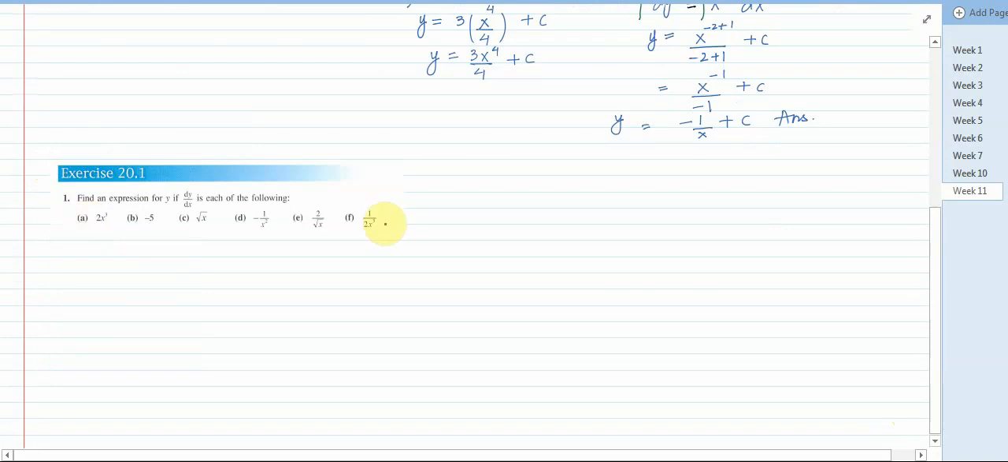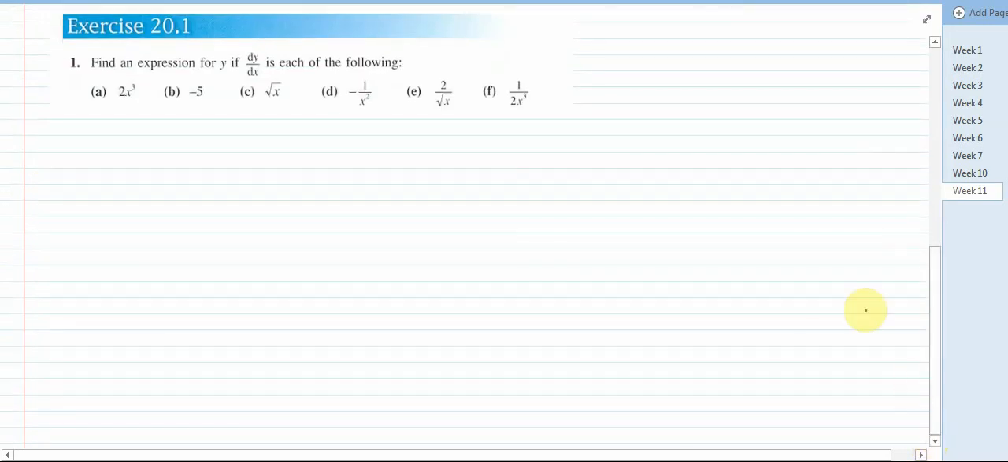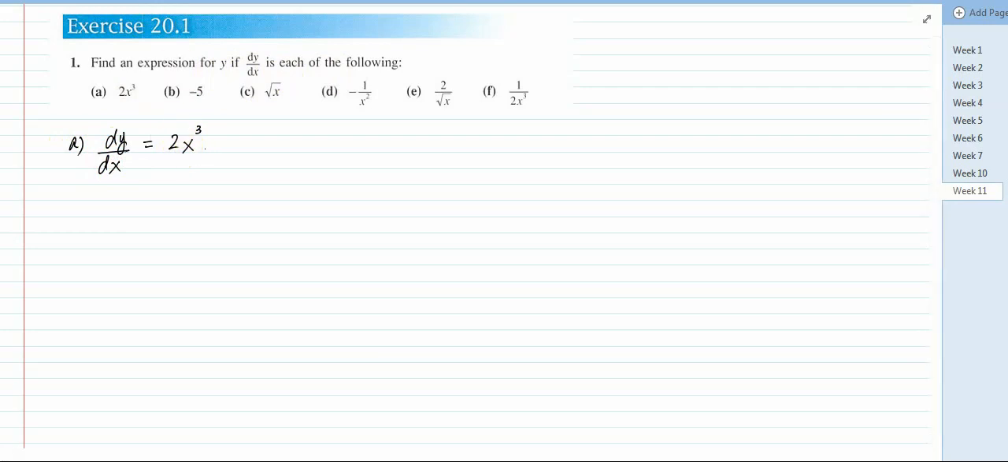It's exercise 20.1, question number 1. It is very much similar to the example questions that we have done. Find an expression for y if dy by dx in each of the following is: for part A, dy over dx is equal to 2x to the power cube. So give it a try first, and for this part you have a time of 40 seconds, so start.